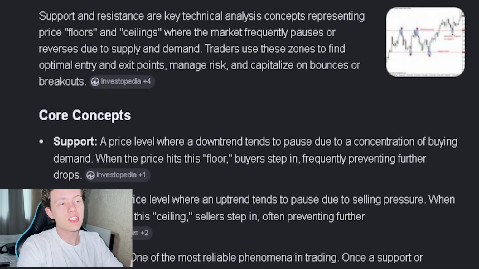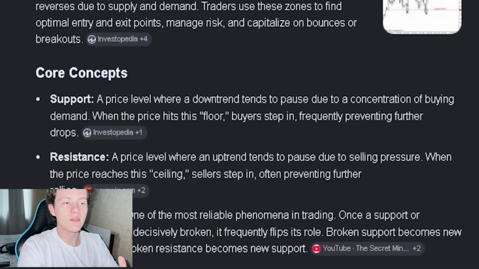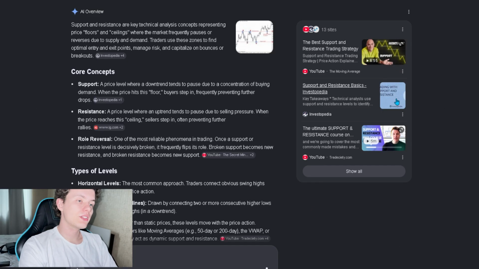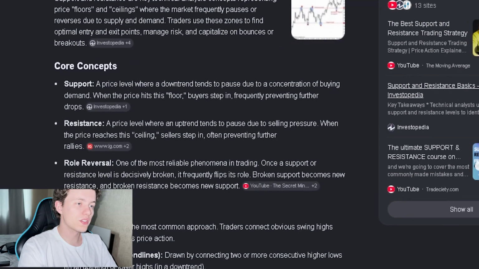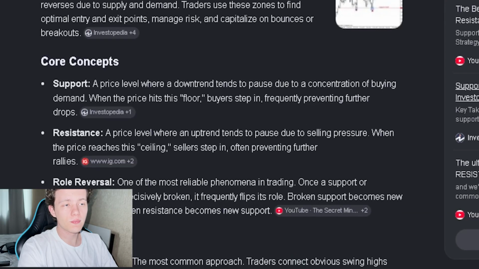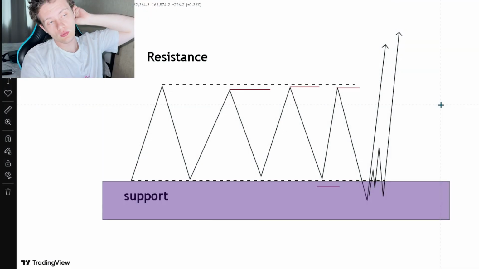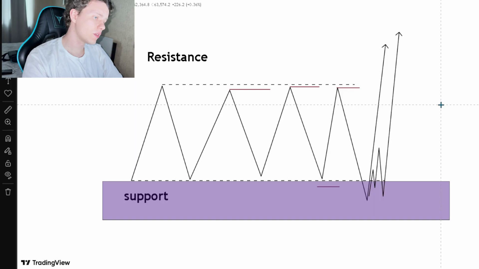Support and resistance are key technical analysis concepts representing price floors and ceilings, where the market frequently pauses or reverses due to supply and demand. Traders use these zones to find optimal entry and exit points. So the most famous ways of trading resistance and support levels is waiting for a breakout and reversal of the price.